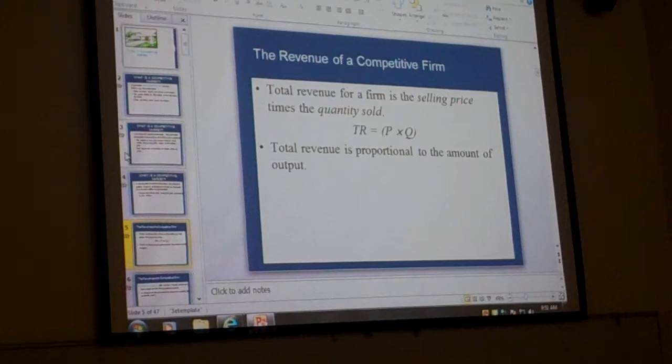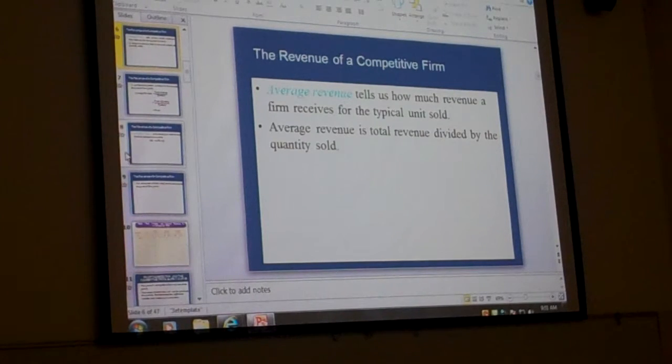Total revenue is price times quantity. Everybody should be okay with that. So price times quantity, if we're selling at $6 per unit, and we sell 6 units, then 6 times 6, of course, is 36.